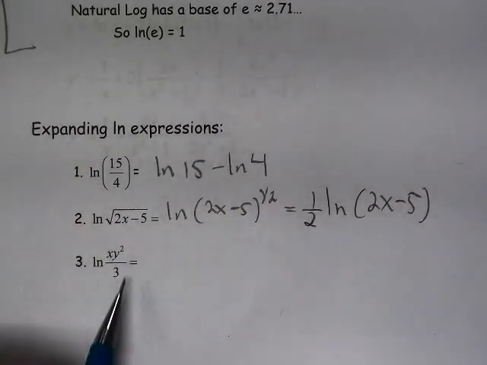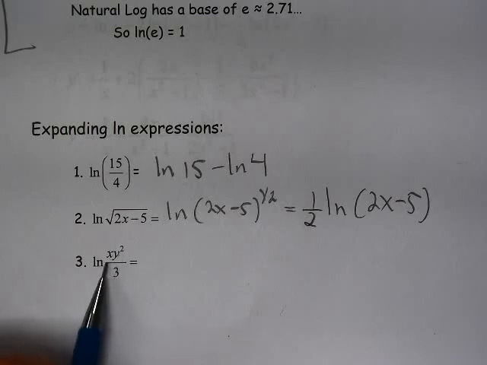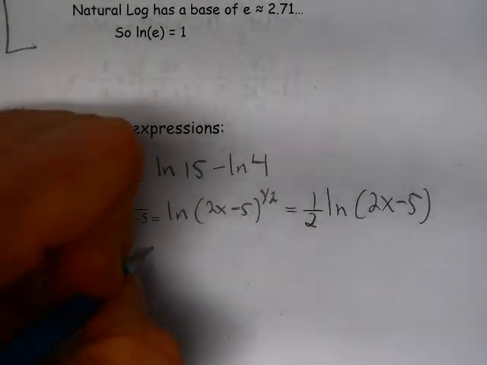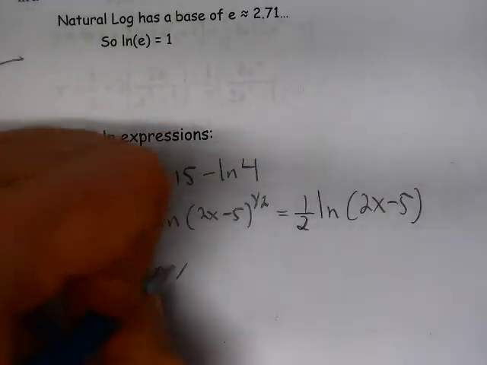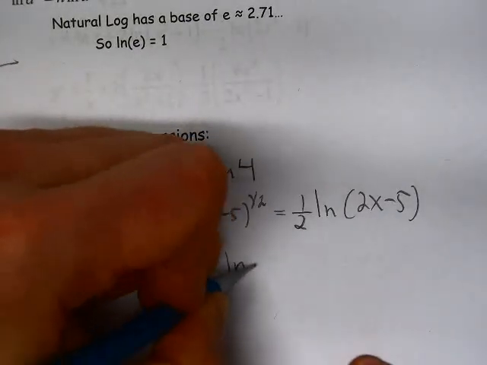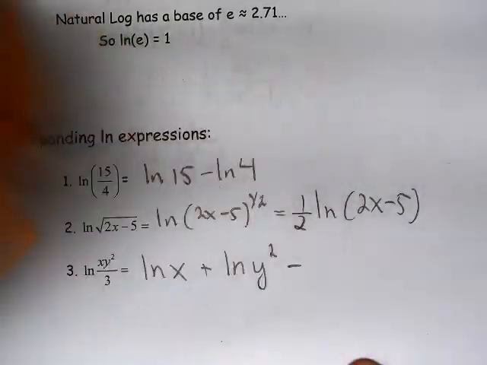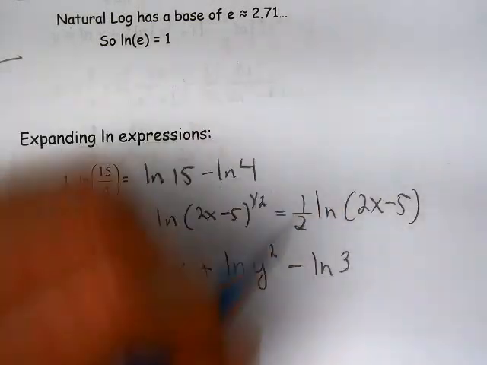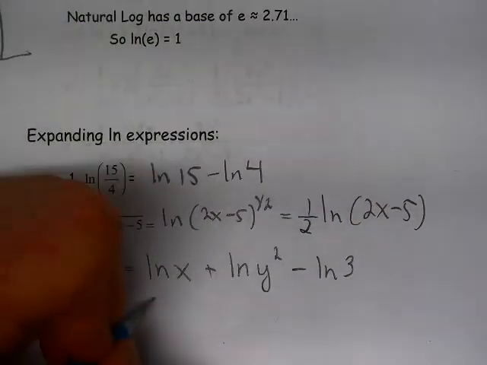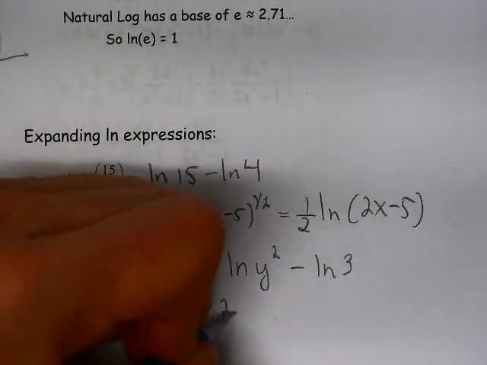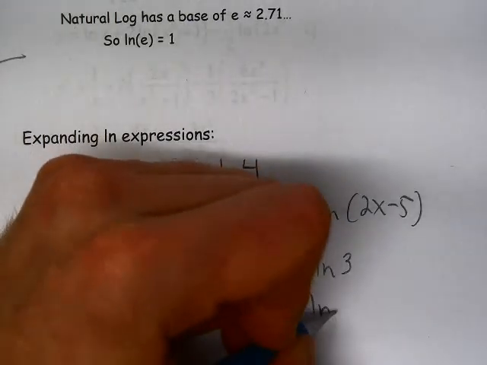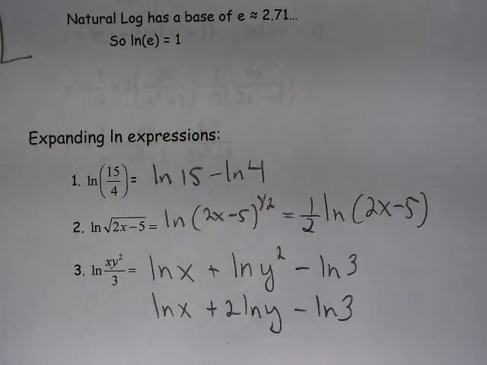And this one here, I have x times y squared, and those are divided by a 3, so I could break that up into natural log of x plus natural log of y squared minus natural log of 3, and I could further bring this exponent here in front and make that natural log of 3.